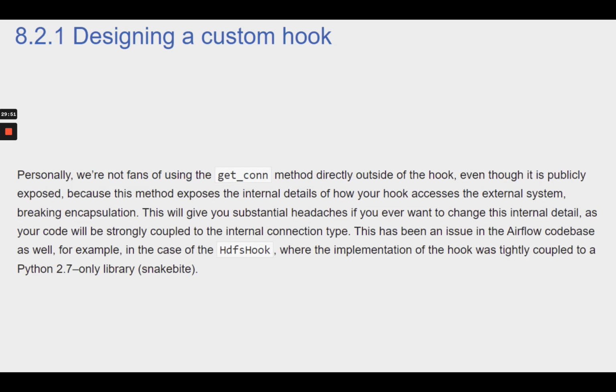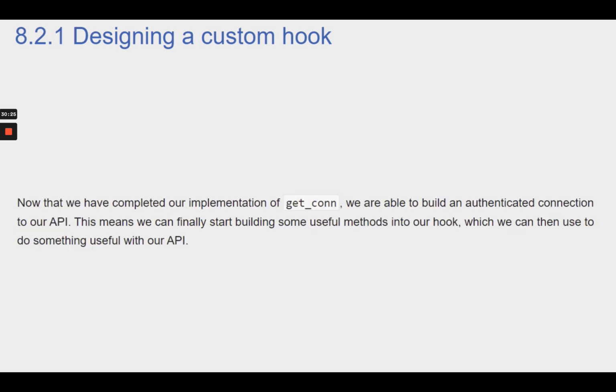Note: personally, we're not fans of using the get_con method directly outside of the hook, even though it is publicly exposed, because this method exposes the internal details of how your hook accesses the external system, breaking encapsulation. This will give you substantial headaches if you ever want to change this internal detail, as your code will be strongly coupled to the internal connection type. This has been an issue in the Airflow codebase as well. For example, in the case of the HDFS hook, where the implementation of the hook was tightly coupled to a Python 2.7 only library, Snakebite.